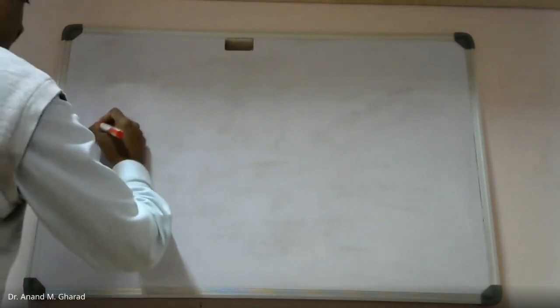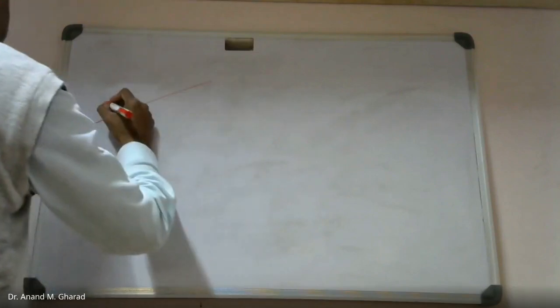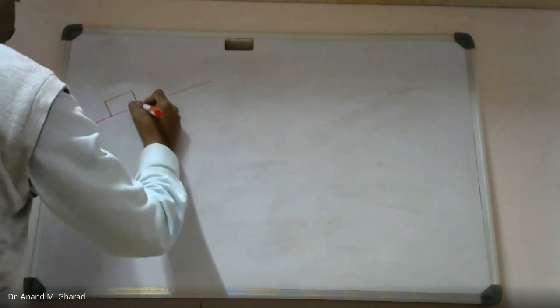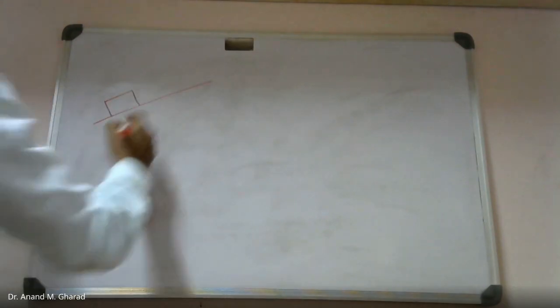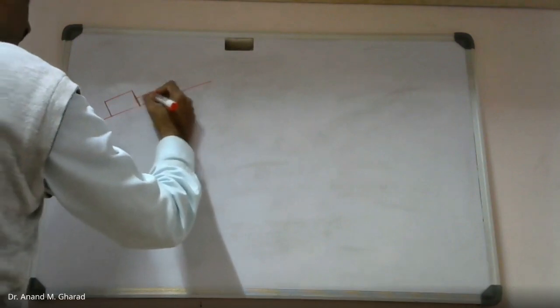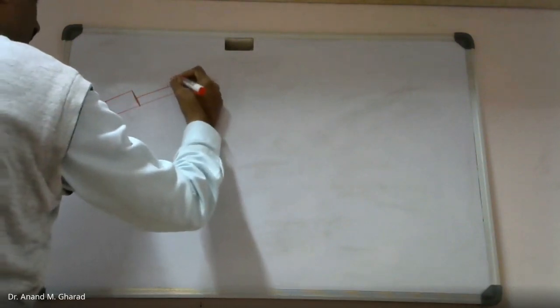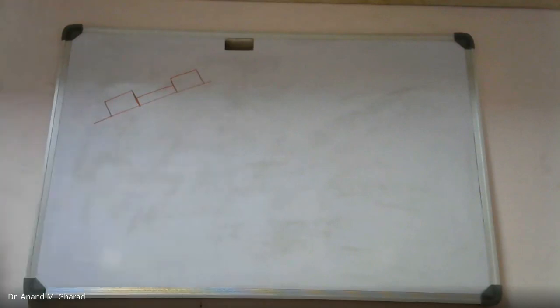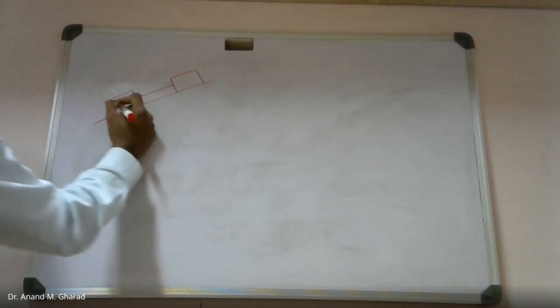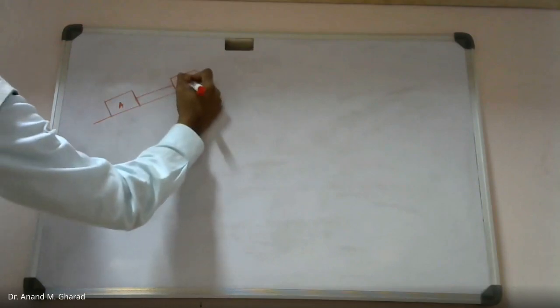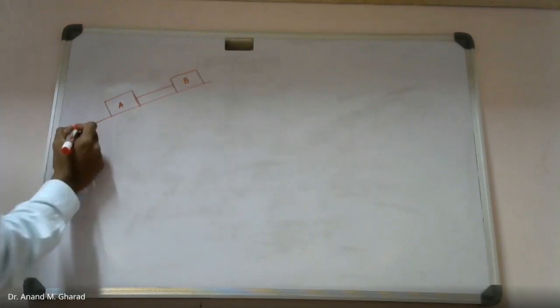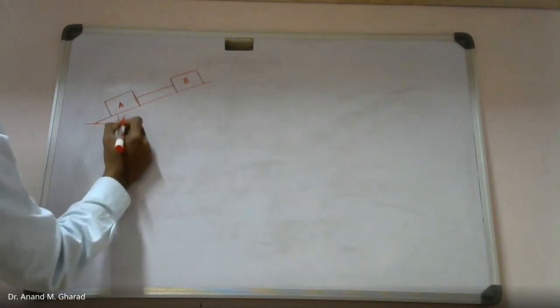Now there are two bodies which are resting on an inclined surface in this manner, and they are connected with the help of a flexible rod, you can say. This is body A, this is body B. Inclination is theta degree.